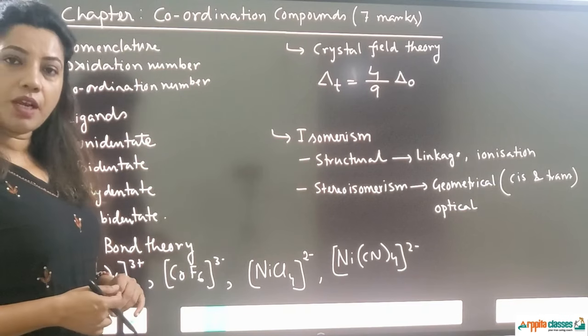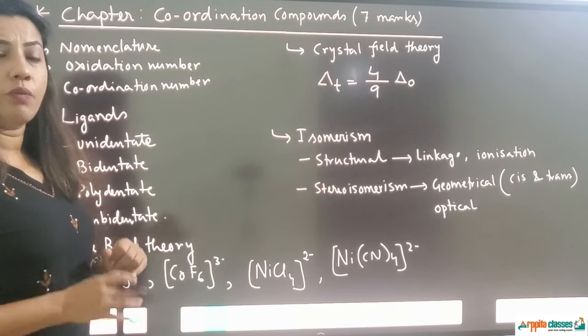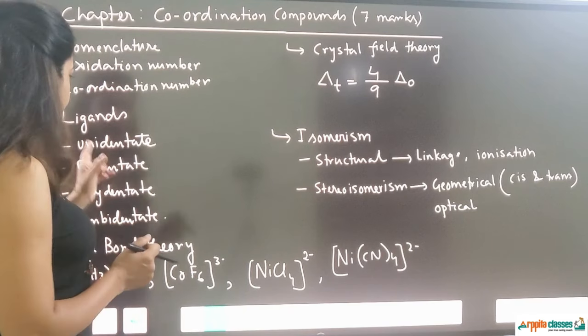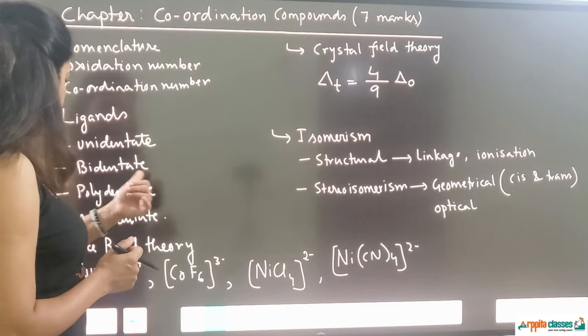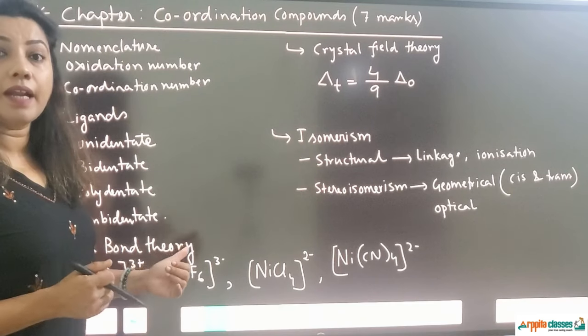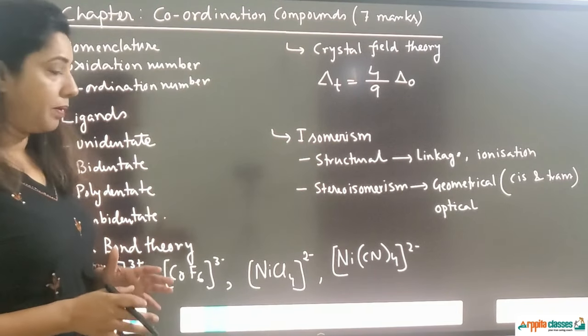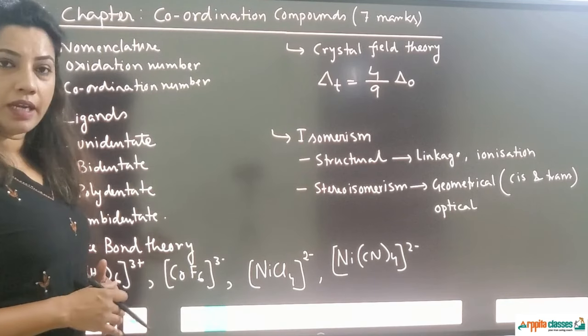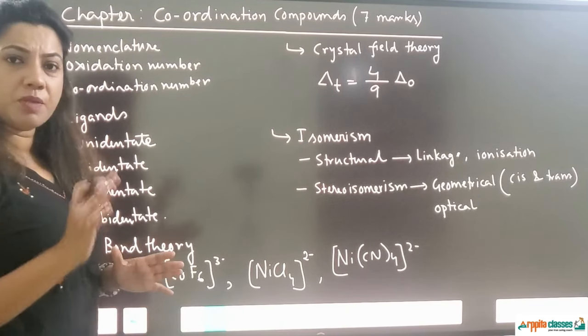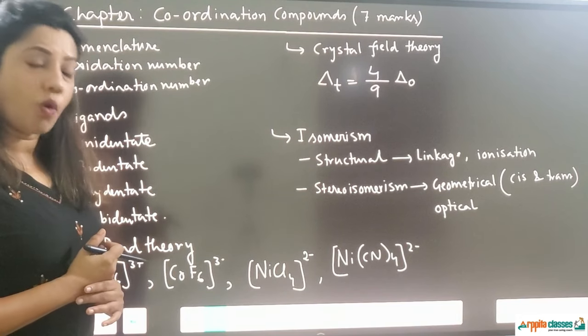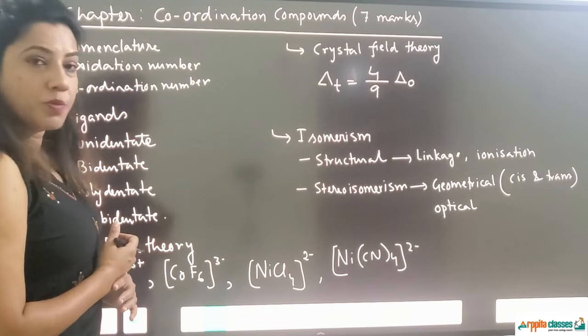Then we have coordination number again. Then ligands. What are the different types of ligands here? Unidentate ligand, bidentate, polydentate and ambidentate ligand, along with examples you need to prepare. Then we have valence bond theory, and from valence bond theory just prepare the postulates of valence bond theory, also the limitations of valence bond theory.